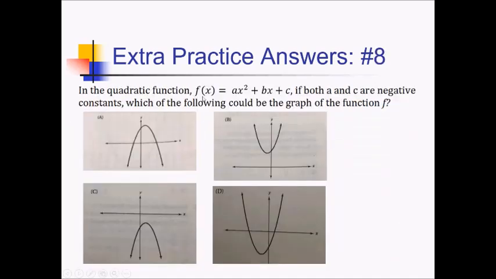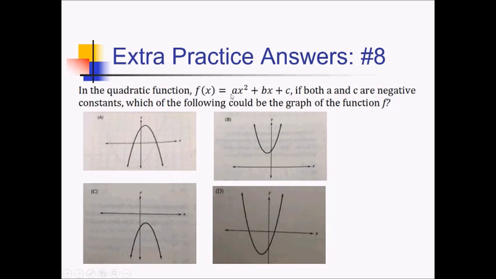For this problem, they're telling us in this quadratic function, which they're giving us these mystery constants of a, b, and c, they're saying a and c are both negative. So based off of that, just using the basic shape of the graph, which of these could be the graph they're talking about? Well, let's take these one at a time.